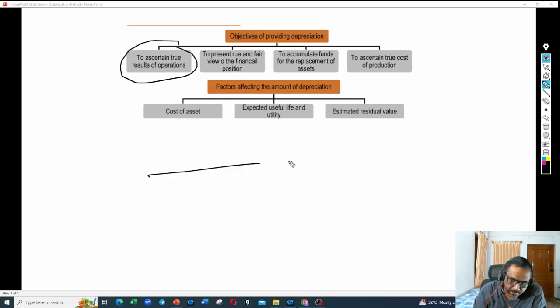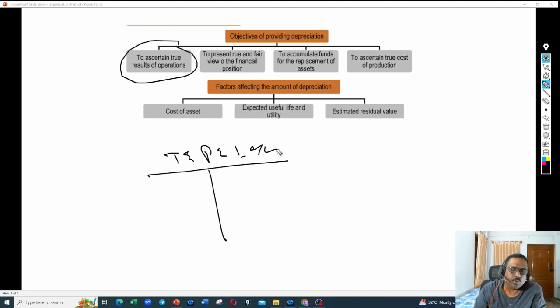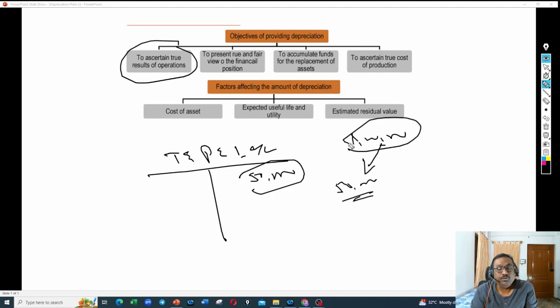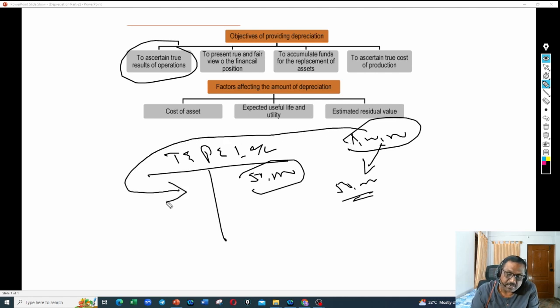If I prepare my trading and profit and loss account, I have to get the true result. What do you mean by true result? Let us say I purchased an asset for 1 lakh, and with this asset I am able to generate 50,000 revenue. So the revenue will come in the credit side of my P&L account. If I generate this 50,000 rupees revenue with 1 lakh, what am I supposed to do? The proportionate cost of this 1 lakh also has to be debited in the profit and loss account.